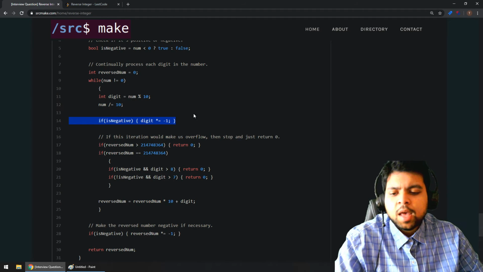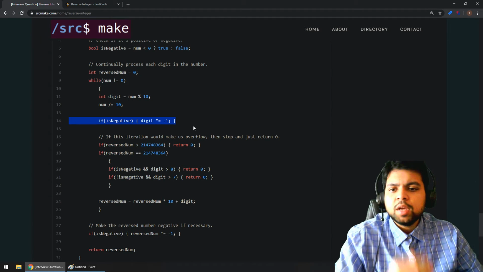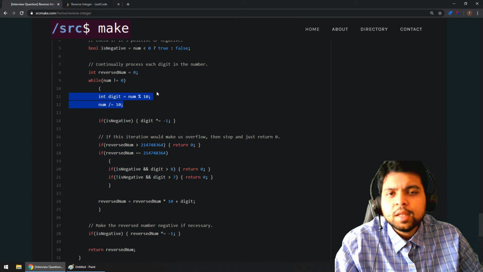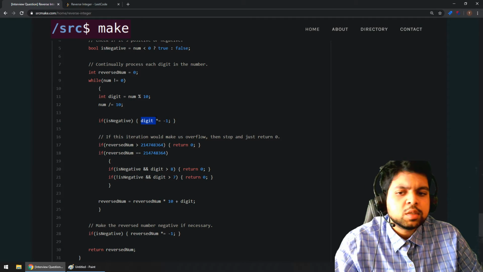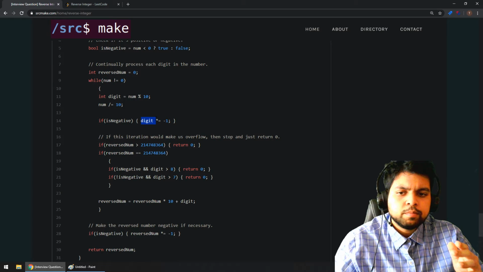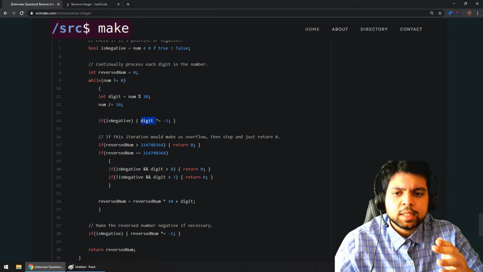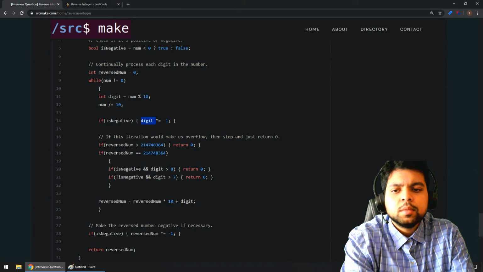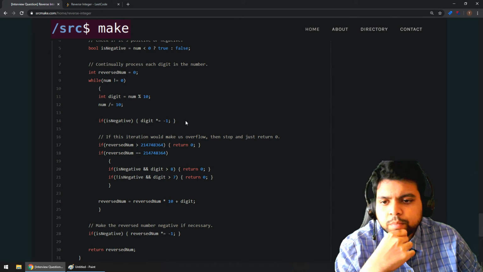So that means if you were to be given -123, when you do this calculation, the digit is going to be -3 for the first value instead of +3, since we never multiplied it by negative. So if the original number is negative, then we just want to convert this, what would be -3, to a +3 so that we can add it properly. That's just what this if statement does.